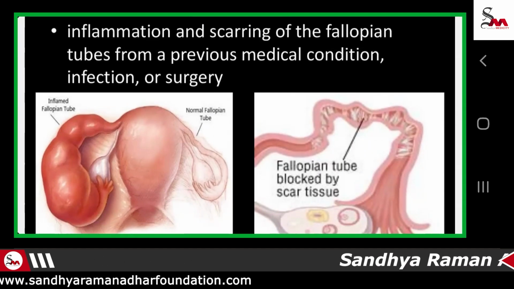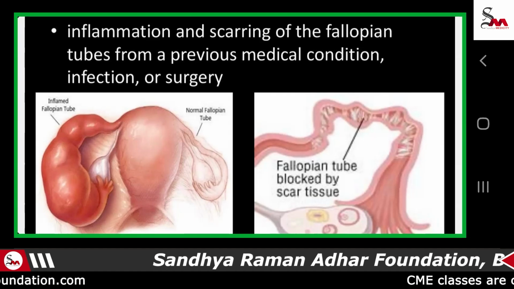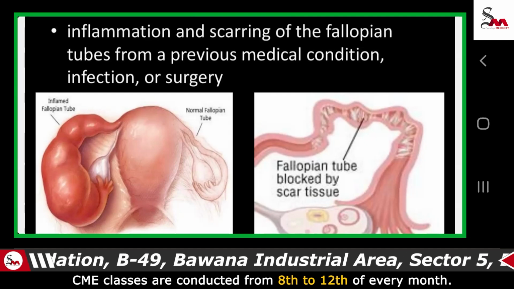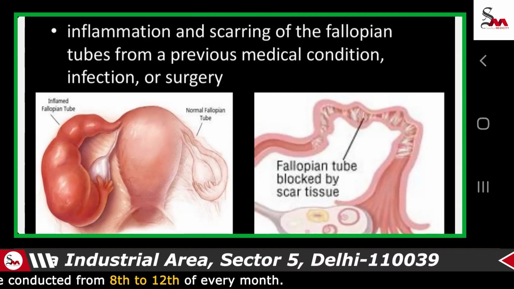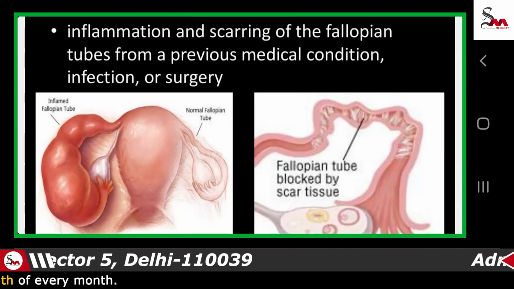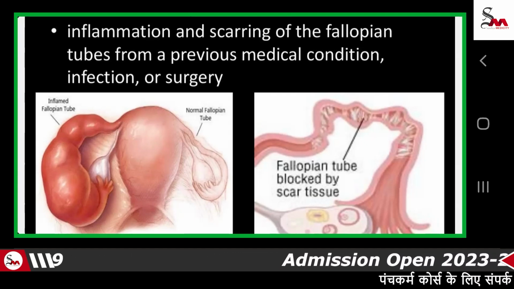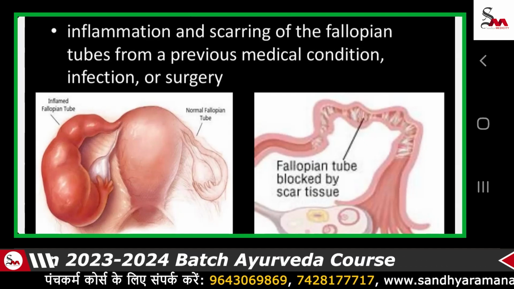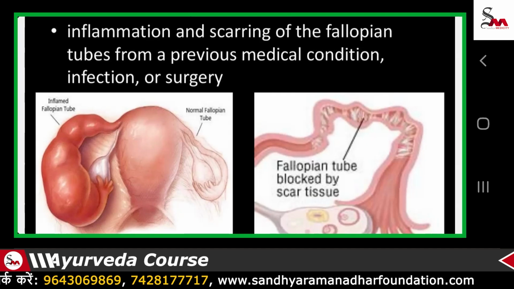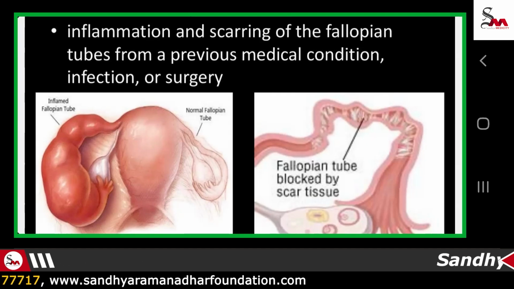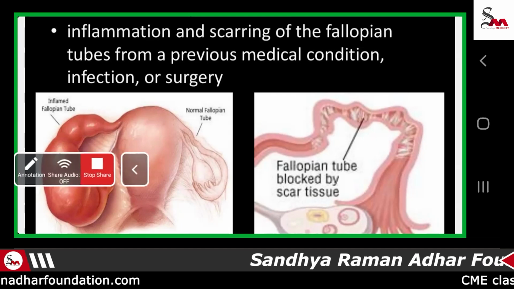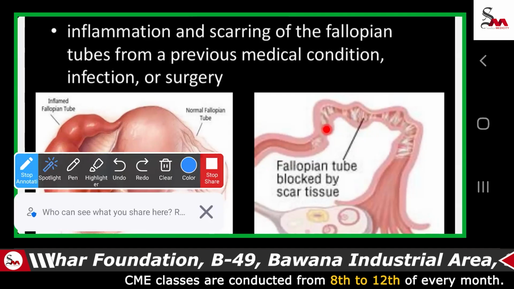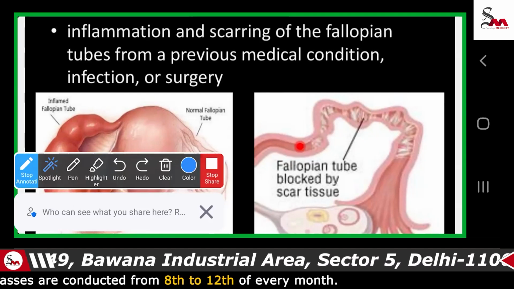inflammation and scarring sometimes. As you see in the figure, the inflamed fallopian tube is there and the normal fallopian tube is on the other side. When it is inflamed, you can understand how difficult it is to propel the egg further, and it continues to stay inside the fallopian tube only. And in the other figure, the fallopian tube is blocked by scar tissue. Here it is blocked, so it is not possible to propel the egg further.